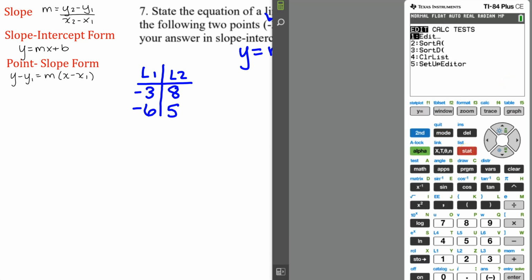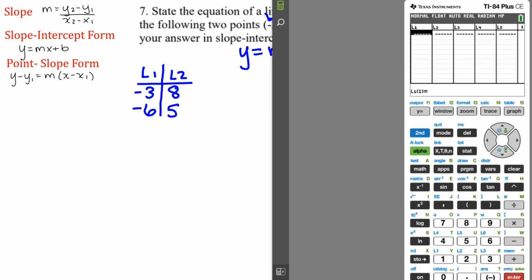I'm going to hit stat, edit. In L1, I'm typing in those x values of -3, enter, -6, enter. Then I'm going to the right-hand side and typing in those y values. So when x is -3, we said it was 8. When x is -6, it's 5.